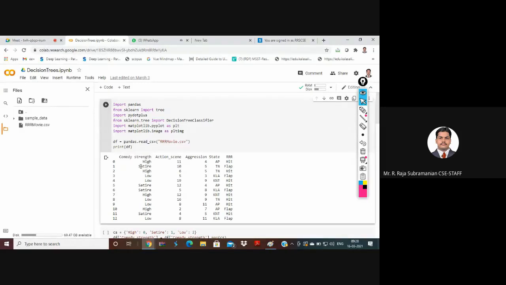Okay. So the features I take for the RRR movie to become a hit or flop are comedy strength, action scene, aggression, and state. In which state, if it is released, it will be more of a hit, right? Comedy strength can have values like high comedy, low comedy, and there is something called satire comedy.